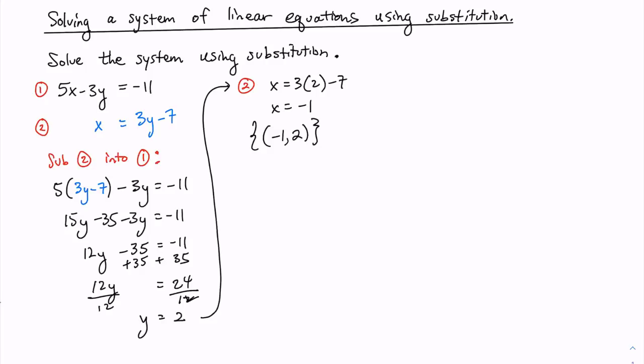Graphically, this is the intersection of two straight lines. So if you wanted to, you could use y equals mx plus b and graph these two lines, and you'd realize they have an intersection.